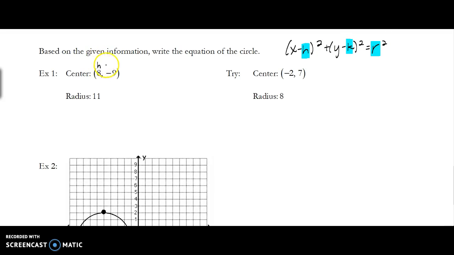So remember that your center is hk. So we would say x minus h, and h is a +8, squared, plus, in parentheses, y minus a -9 squared, so that's why it becomes positive, okay, 2 negatives make a positive, equals our radius squared. So you're going to square that radius and get 121. So that is your equation with a center of 8, -9, and a radius of 11. So pause this and try the next one.